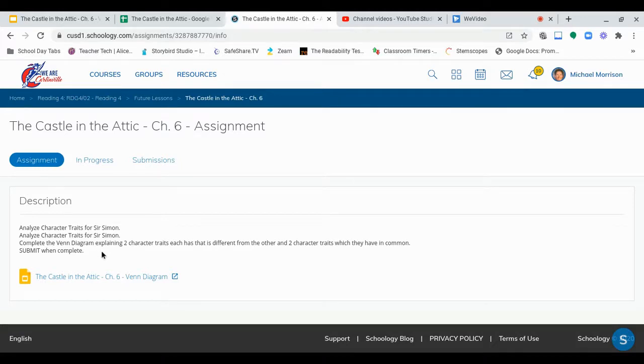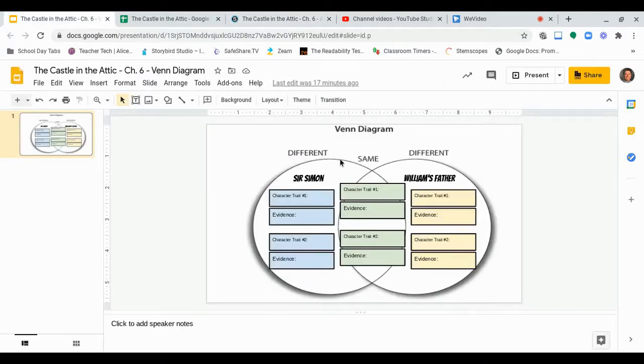And then you're going to complete the Venn diagram explaining two character traits each has that is different from the other, and two character traits which they have in common. Submit when complete. So you're going to use this Google slide with the Venn diagram again. So you probably remember the Venn diagram from a couple lessons ago that we used.